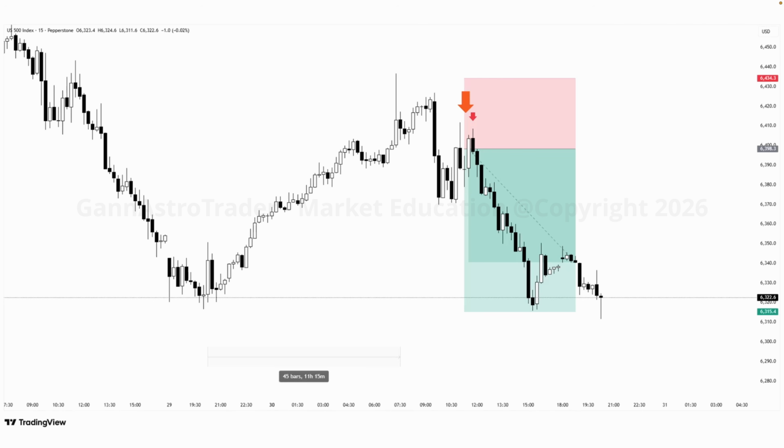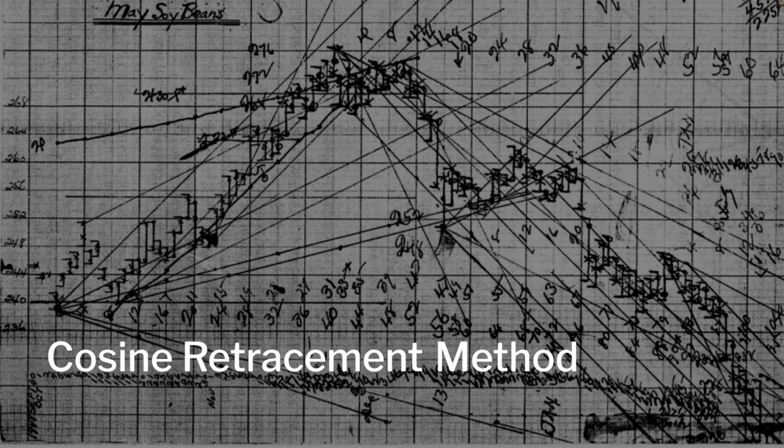When price moves, it does not simply go up or down. Every movement contains two phases, expansion and contraction. Expansion pushes price away from a reference point, while contraction pulls it back toward equilibrium. This interaction creates the structure we observe as trends and pullbacks.